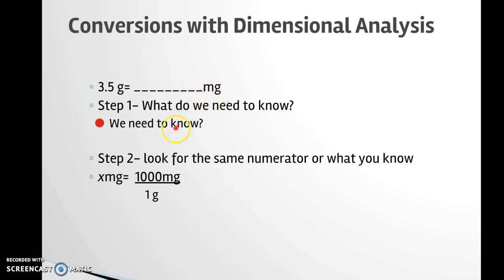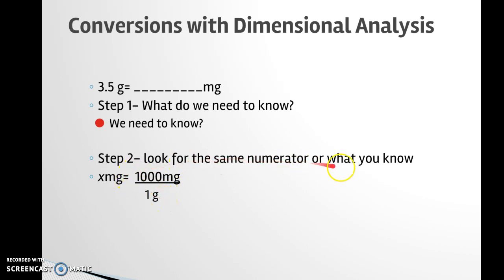Milligrams. So what we need to know is milligrams. So we're going to set it up. We're going to say X milligrams, because we're trying to figure out how many milligrams. Then we're going to determine what we know about milligrams and grams. The whole point of dimensional analysis is whatever you need, you want to have that in the numerator of your problem. So we know that 1,000 milligrams equals 1 gram.